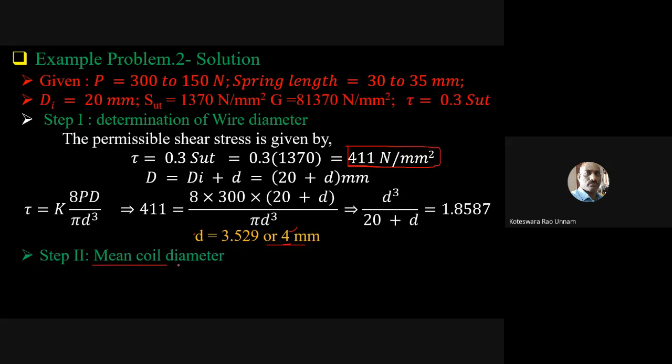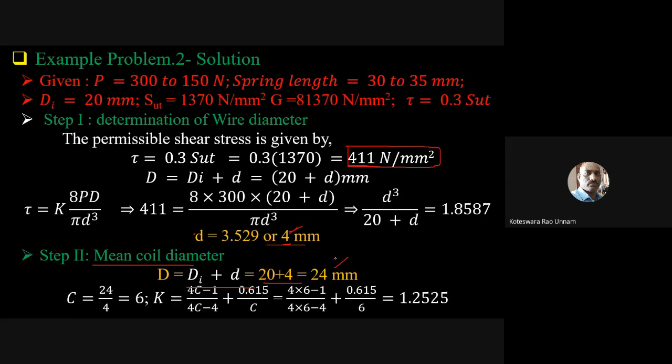So the mean coil diameter, once you know the small d, is nothing but 24 mm. So Di plus d, which is 20 plus 4, comes out as 24 mm. Now once I know capital D and small d, I will compute C, which comes out as 6, since 24 by 4 is 6. Then K. For a C value equal to 6, K comes out as 1.2525.